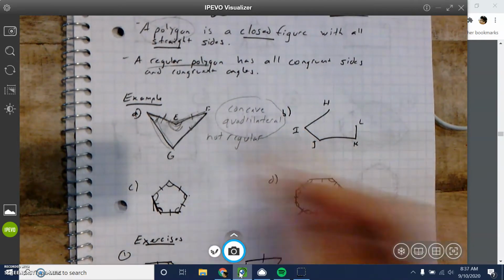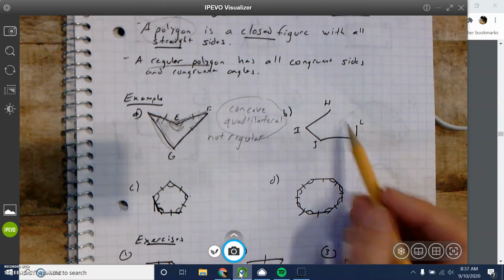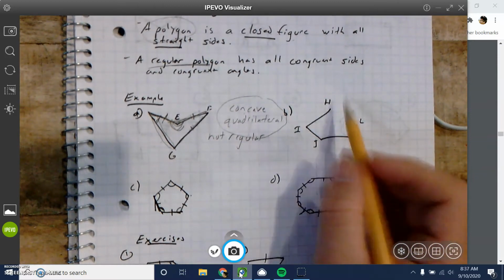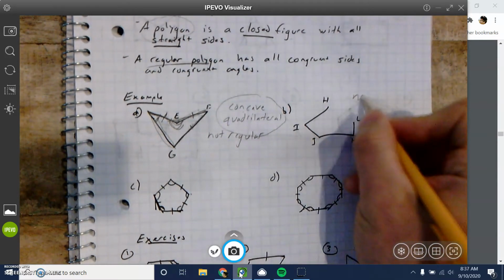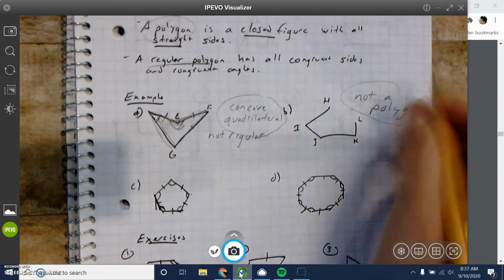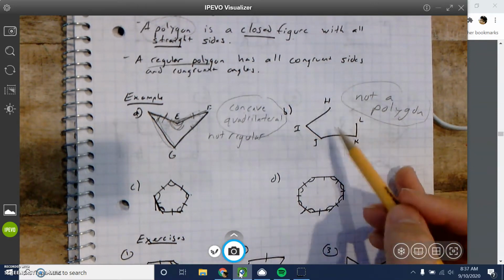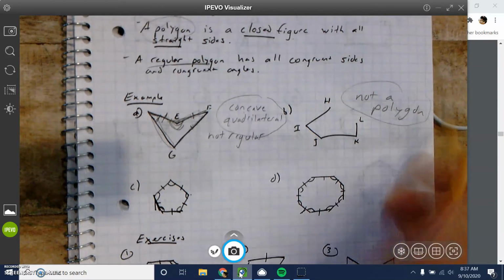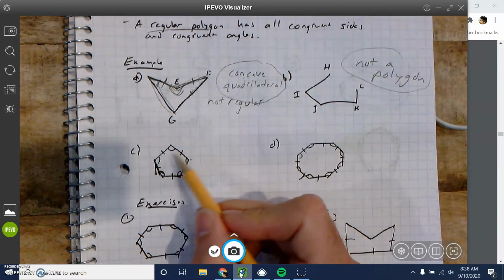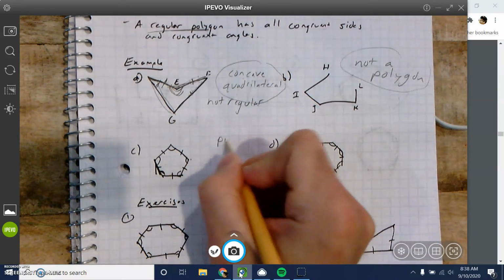Bam. Okay, B. All right, look at this. There's something wrong with this, right? It's not a closed figure. The sides are straight, but it's not closed. So this is not a polygon. And I can't say whether it's convex or concave or whether it's regular or not because it's not even a polygon. So I just stop there. I'm done. Okay, this one. This one does not have a little cave in it and it's closed. So this one is a polygon.